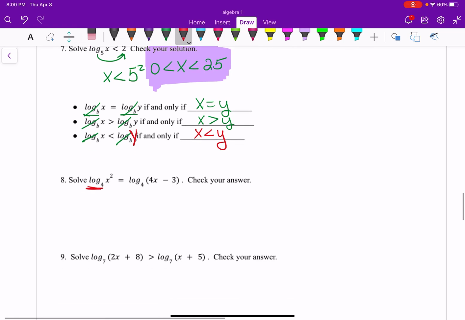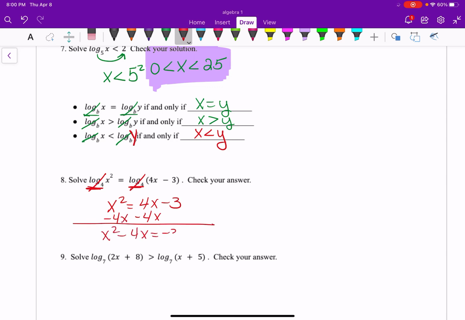So because this log and this log are the same, we can then say x squared equals 4x minus 3. This is a quadratic. If we're dealing with a quadratic, you're going to have to factor. Some of you still don't know how to factor. So that means we need to get this equal to 0. So now we have x squared minus 4x equals negative 3. I'm going to redraw it up here. I have x squared minus 4x equals negative 3, and we're going to add 3 to both sides. So we have x squared minus 4x plus 3 equals 0.